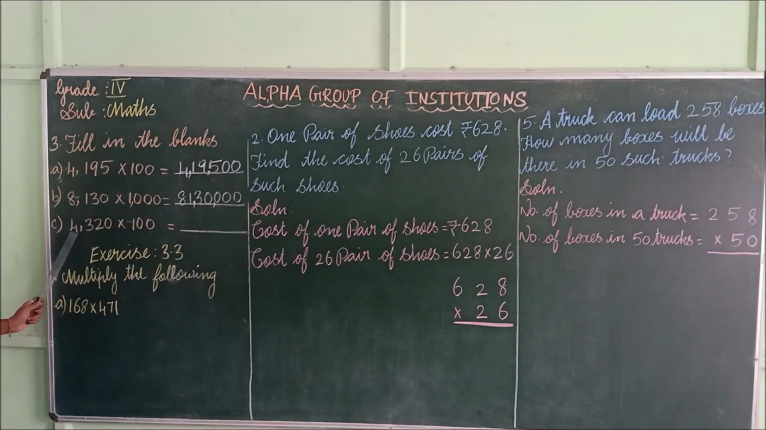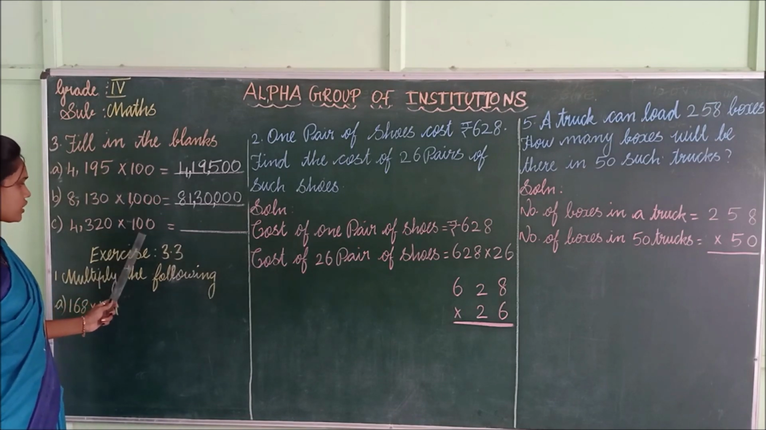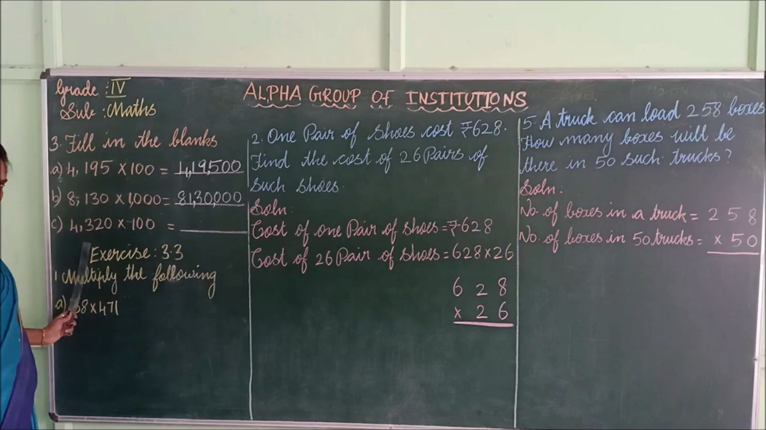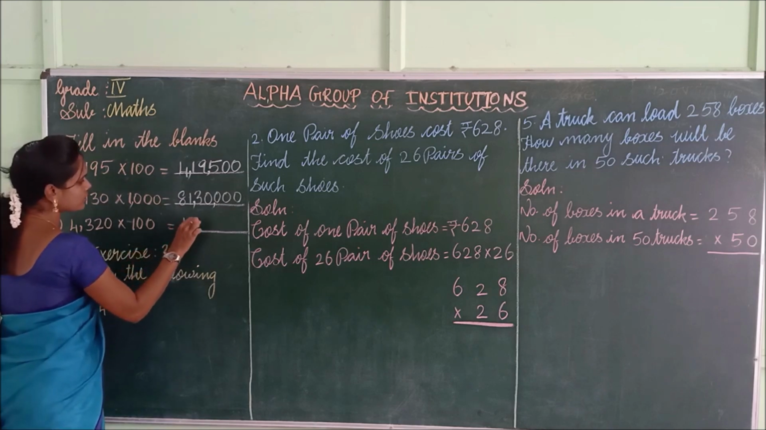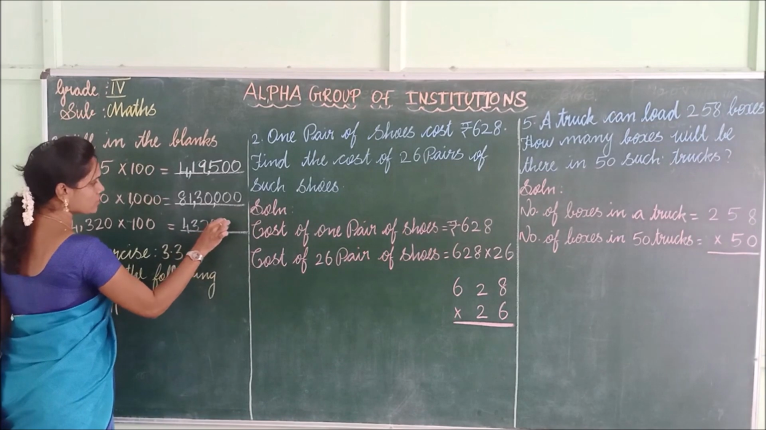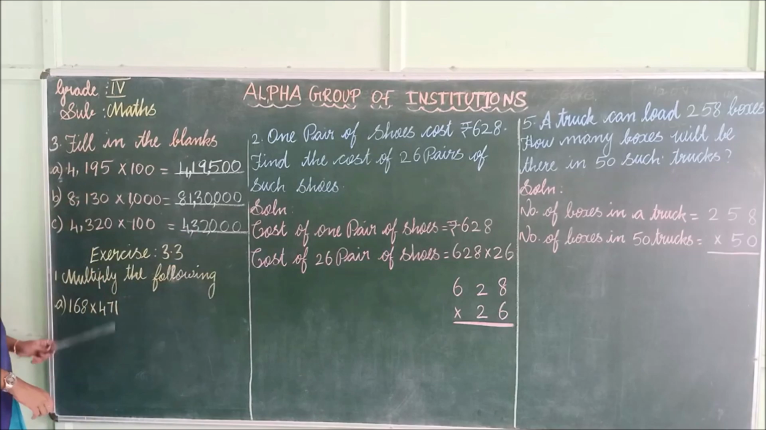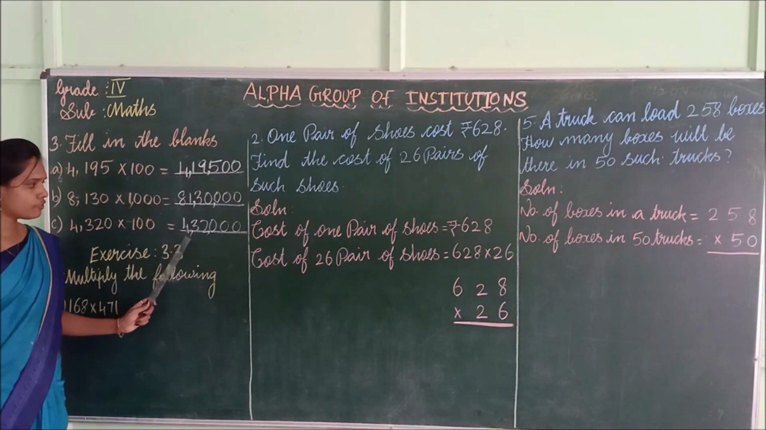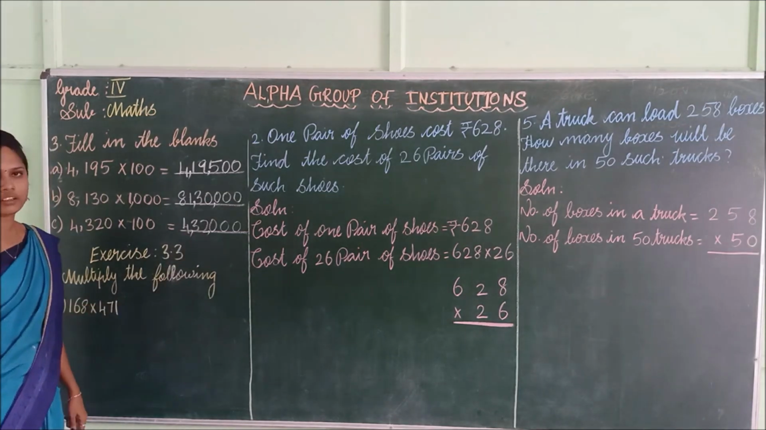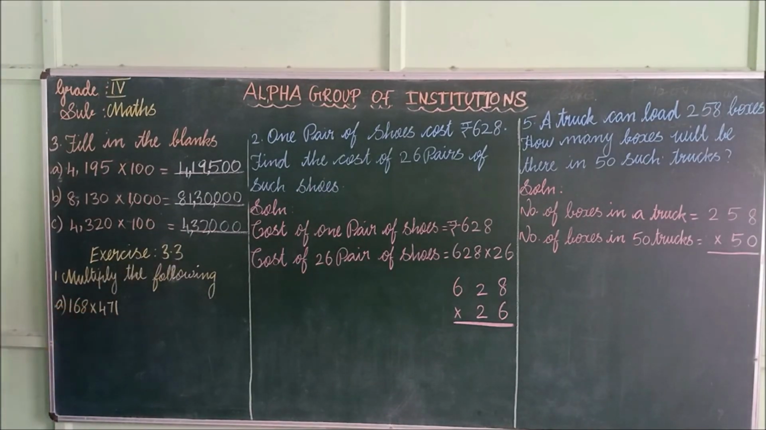See here, 4,320 into 100. Here you have 2 zeros. Ignore that 2 zeros and multiply this number with 1. So 4,320 into 1 is equal to 4,320. At last you can add this 2 zeros. After that you can put comma. So 4,320 into 100 is equal to 4,32,000.